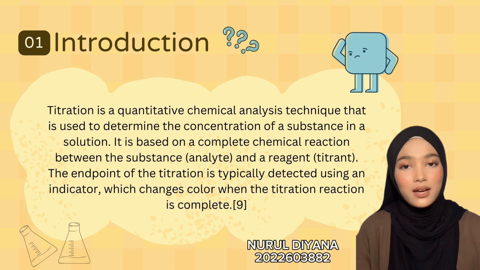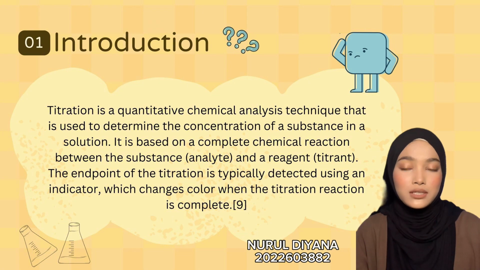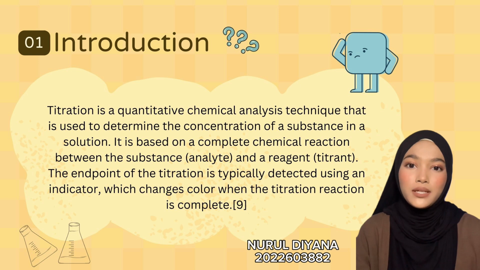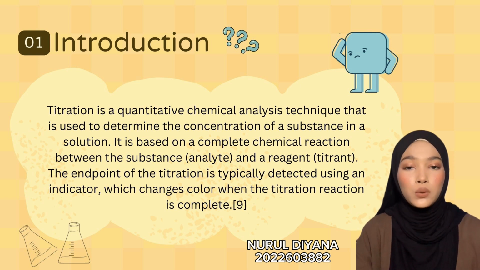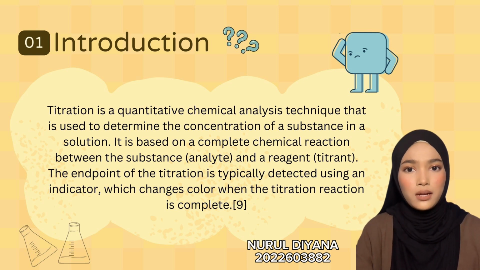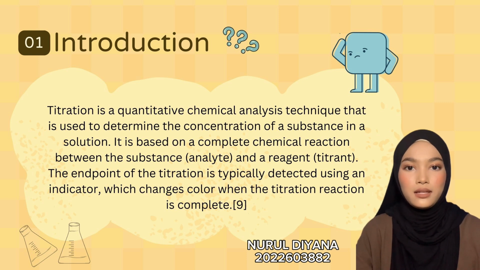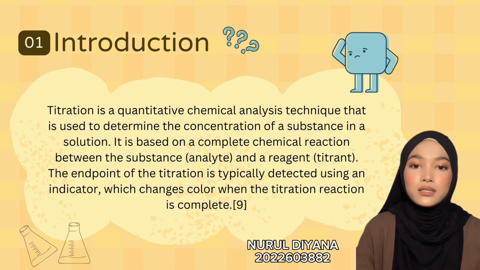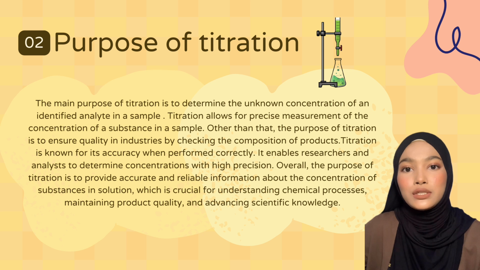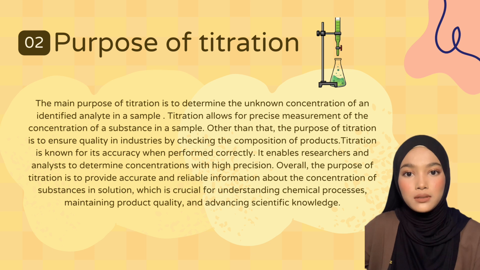What is titration? Titration is a quantitative chemical analysis technique that is used to determine the concentration of a substance in a solution. It is based on a complete chemical reaction between the substance, known as the analyte, and a reagent known as the titrant. The endpoint of the titration is typically detected using an indicator, which changes color when the titration reaction is complete. The main purpose of titration is to determine the unknown concentration of an identified analyte in a sample.